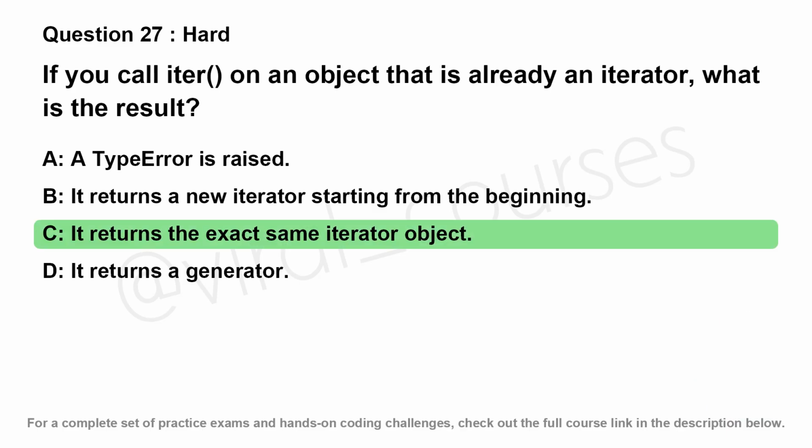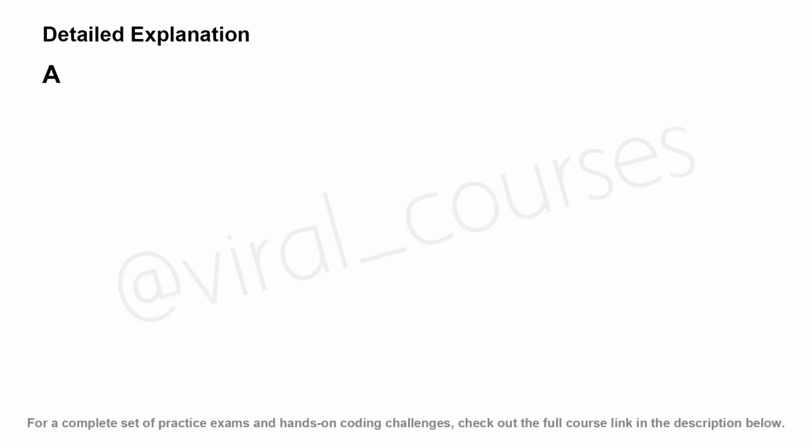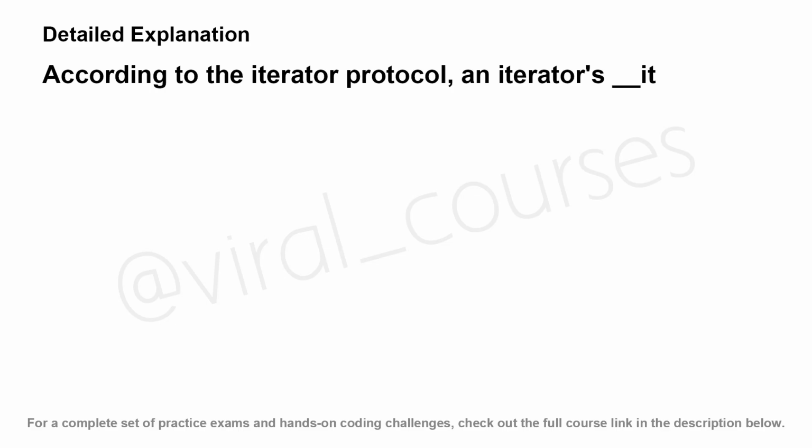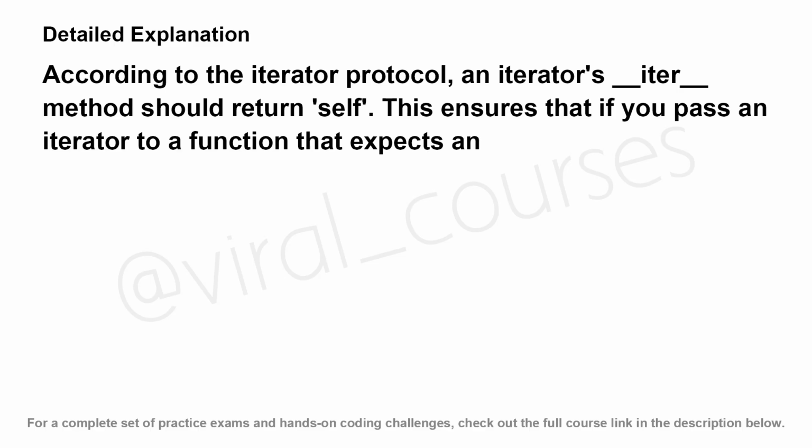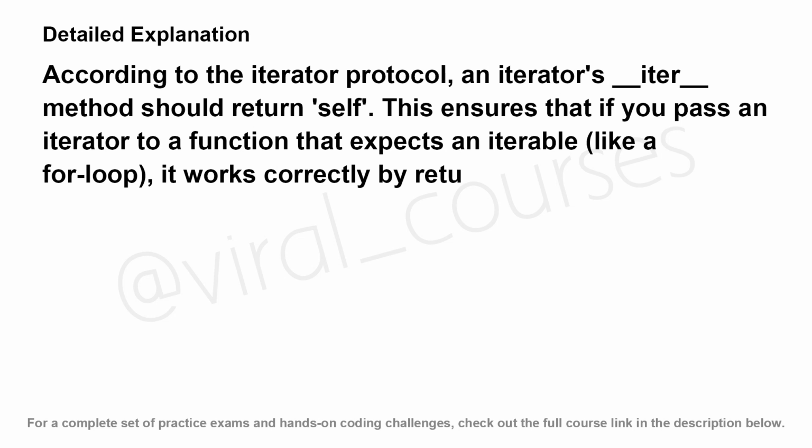The correct answer is C. According to the iterator protocol, an iterator's __iter__ method should return self. This ensures that if you pass an iterator to a function that expects an iterable, like a for loop, it works correctly by returning the iterator itself.